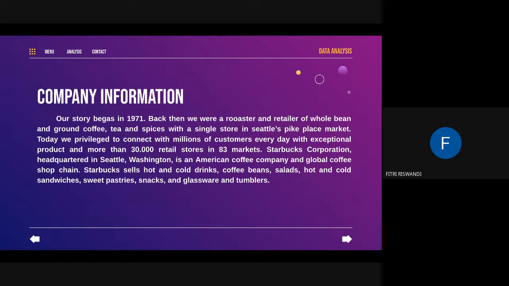Starbucks Corporation, headquartered in Seattle, Washington, is an American coffee company and global coffee shop chain. Starbucks sells hot and cold drinks, coffee beans, salads, hot and cold sandwiches, sweet pastries, snacks, and glassware and tumblers.